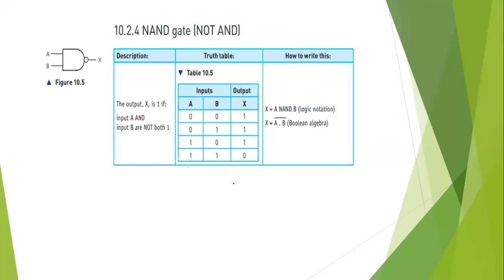Now the NAND gate, or you can read it as NOT AND. This is basically the reverse of the AND gate. Whenever you are given a NAND gate, you have to draw extra columns to produce the right output. First we will draw columns of A and B, and then you can reverse A dot B.